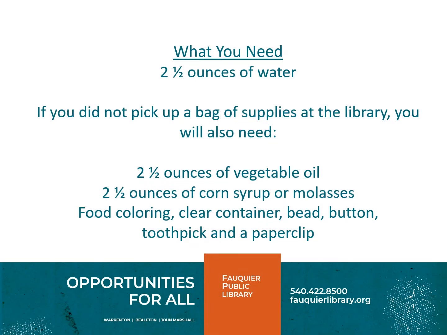If you picked up your supplies here at the library, you'll have everything you need for this activity except for 2.5 ounces of water. If you are gathering your supplies from home, you'll need 2.5 ounces of water, 2.5 ounces of vegetable oil, 2.5 ounces of either corn syrup or molasses, some food coloring, a clear container, a bead, a button, a toothpick, and a paper clip. You'll probably want to conduct this experiment at your kitchen counter and have some paper towels nearby in case of any spills.